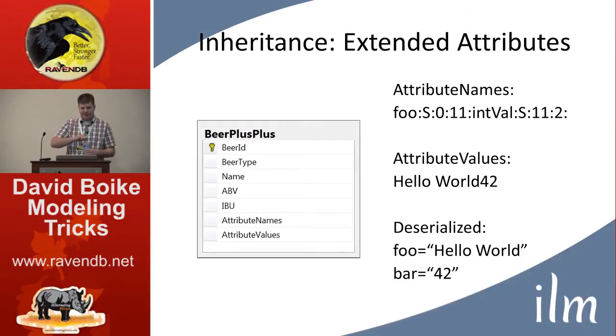This concept of extended attributes I picked up from a product I worked with like 8 or 9 years ago. This extended attributes thing where you have 2 basically varchar fields at the end. And in the attribute names, you stuff basically your property names and this indexing information that tells you how to get at them. So attribute foo is a string, and it starts at index 0, and it's 11 long. And attribute int val is a string, because everything's a string, and starts at position 11 and is 2 characters long. And then the attribute values just put all the attributes together.